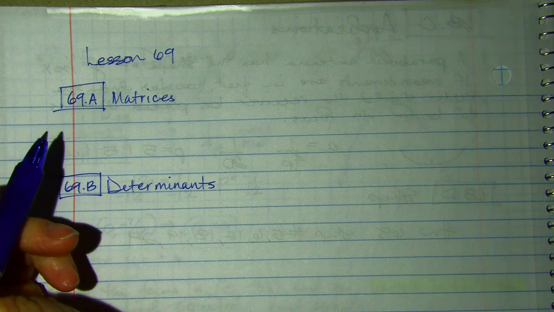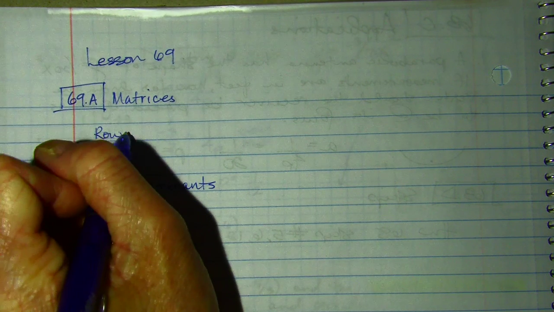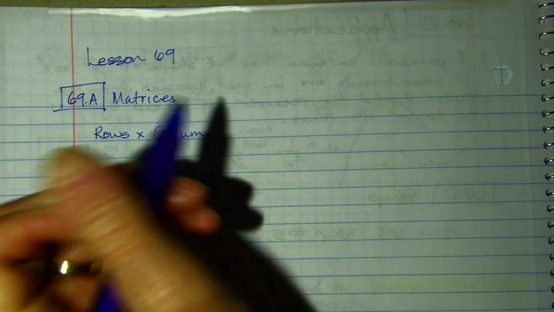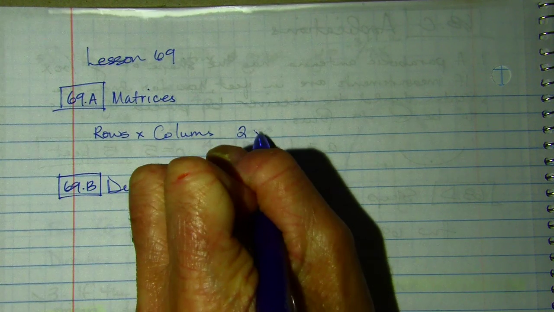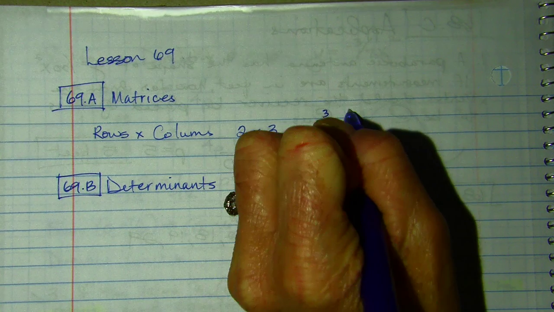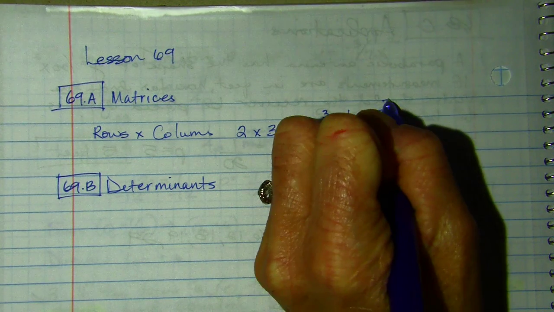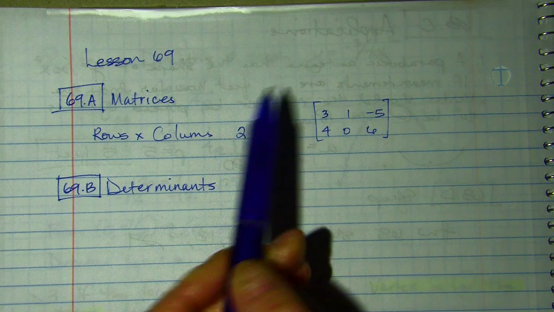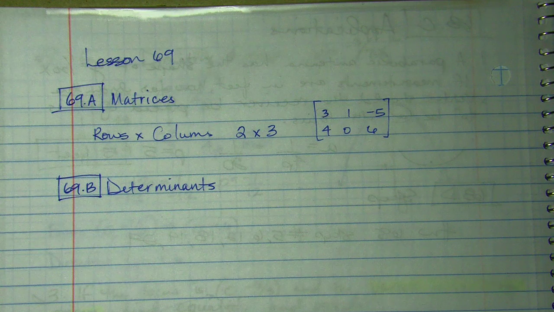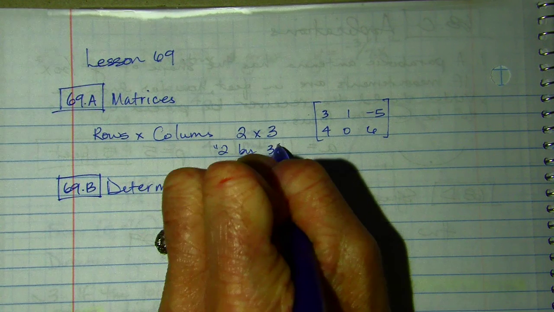Remember, a matrix is a way to organize data, and we label them by the number of rows by the number of columns. So for example, a 2 by 3 would look like this: 3, 1, negative 5, 4, 0, 6. That would be a 2 by 3 because there are 2 rows and 3 columns. So that's all 69.A goes over, is how to name this. You would pronounce it a 2 by 3. That's how you would say it.